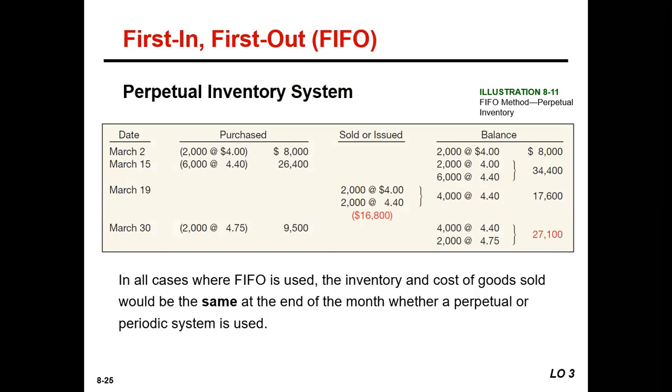Okay. And so then on March 30th, we purchased another 2,000 units at $4.75, excuse me. So then we've got a total of 4,000 at $4.40 each and 2,000 units at $4.75 each. If we do the math on that, that total is 27,100. So again, this would be the balance of our ending inventory, the balance on our balance sheet, right?